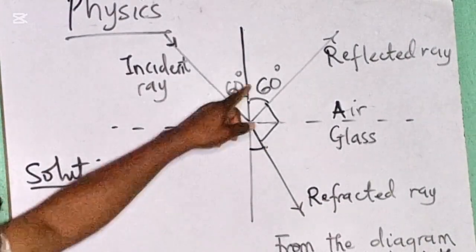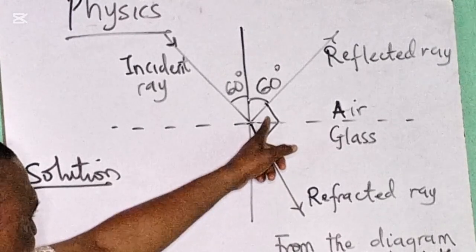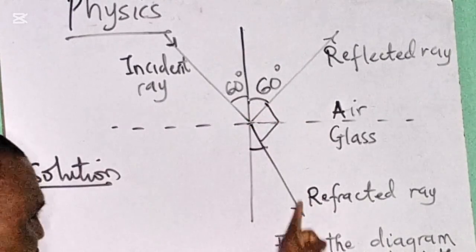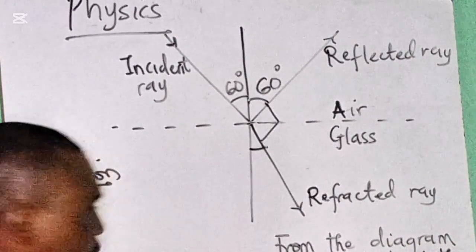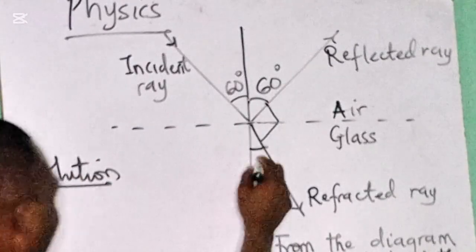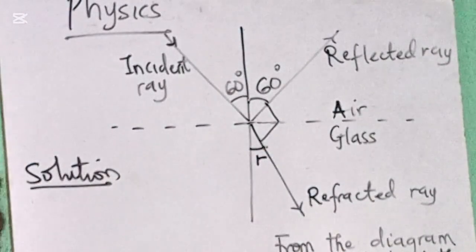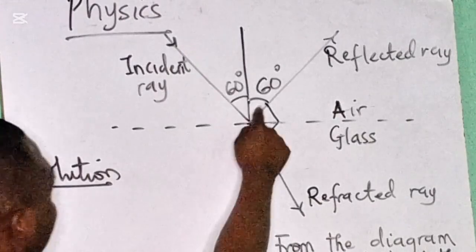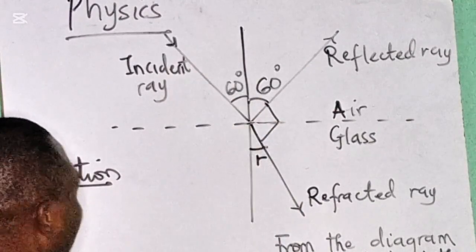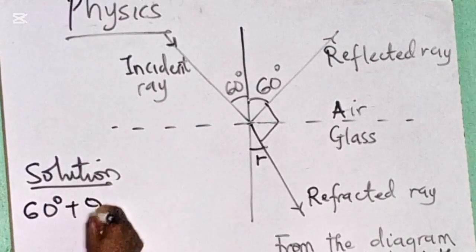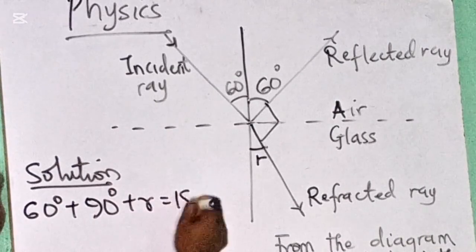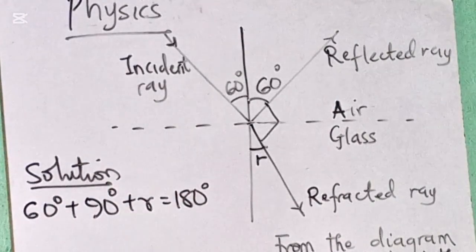Remember that this 60 degrees is the angle of reflection, the 90 degrees here is the angle between the reflected ray and the refracted ray, and this other angle here is known as the angle of refraction. Let me call this R. Now this 60 degrees, this 90 degrees, and this R are on a straight line, and the sum of angles on a straight line is 180 degrees. So I can write 60 degrees plus 90 degrees plus R equals 180 degrees.